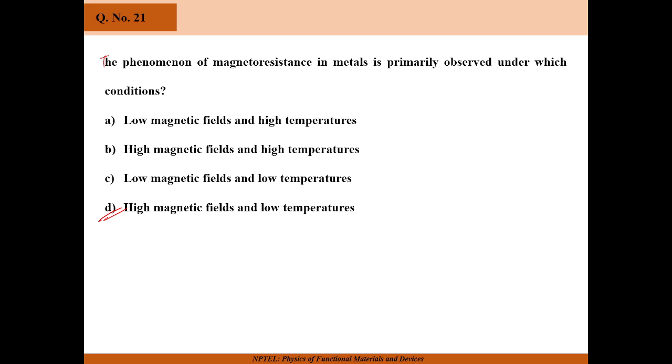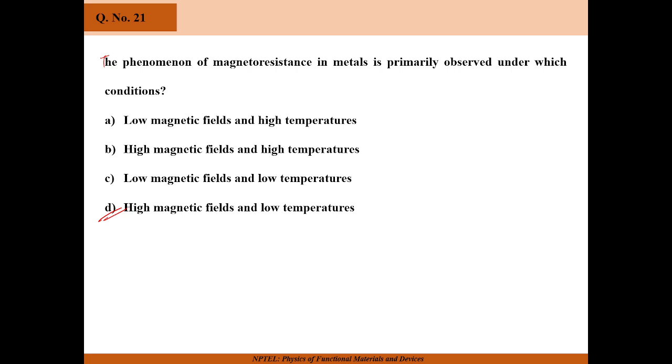Most of the time we need high magnetic fields and low temperature to observe this kind of magnetoresistance in metals, and that makes it very difficult to use them practically. Suppose you have to cool the materials to -20, -25 degrees. It is very difficult to maintain that and then use it for some applications. What is the ideal thing that you need? You need a material that works at low magnetic field and at ambient temperature.